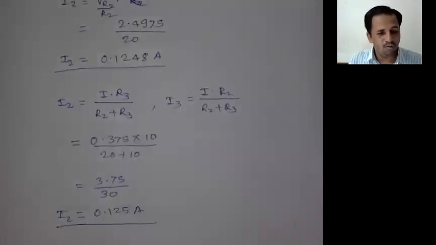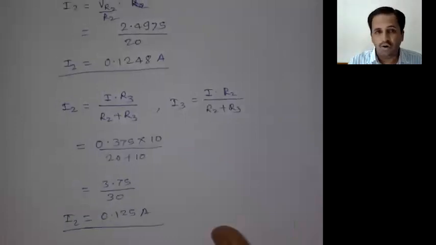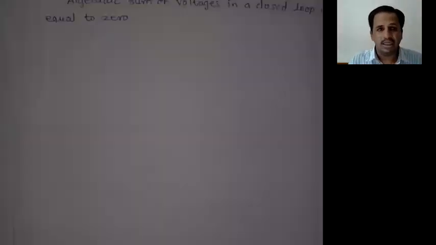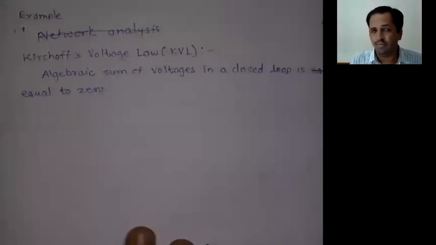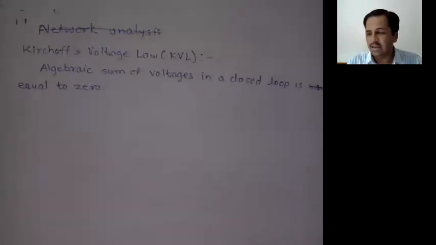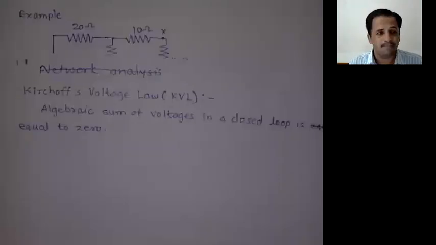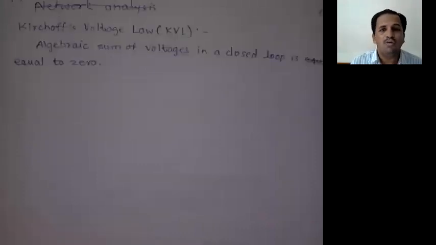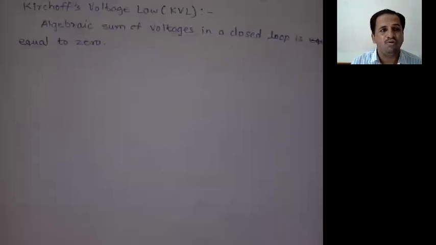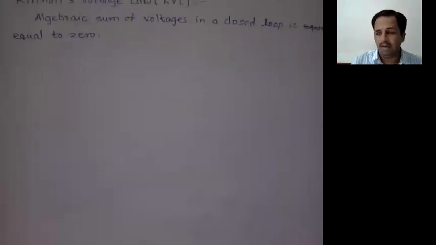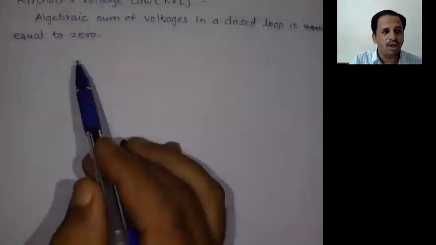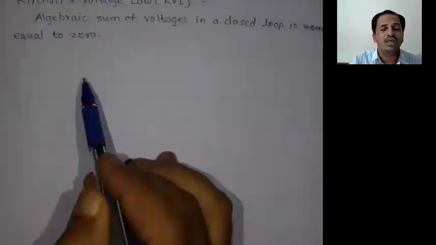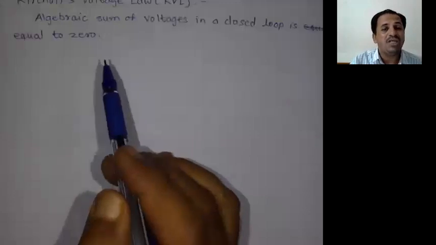Now again we start with the next theorem, that is Kirchhoff's voltage law. The statement for Kirchhoff's voltage law is that the algebraic sum of voltages in a closed loop is equal to 0. One thing you must remember in this case is that you require a closed loop circuit. Means the circuit should be completed. Once you start from one point, you have to end at the same point to get the completion of the circuit.